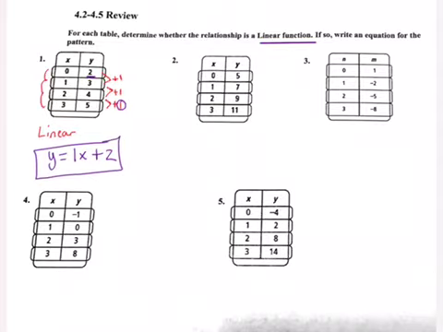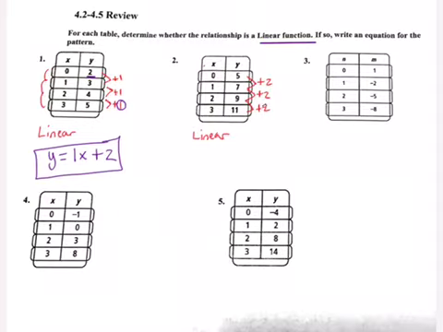Question 2, we'll do the same thing. We look at the x values first. They go up by 1, so we're good. Then we're looking at the y values. Well, the change in the y values is plus 2, plus 2, plus 2. Since it's an addition and a constant addition, this is a linear function.